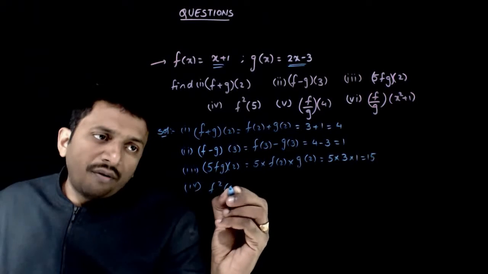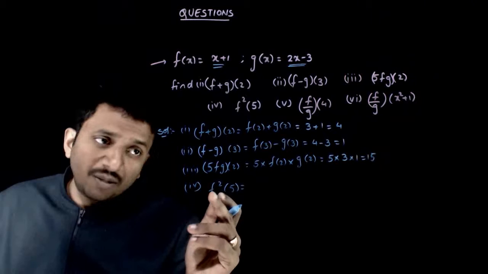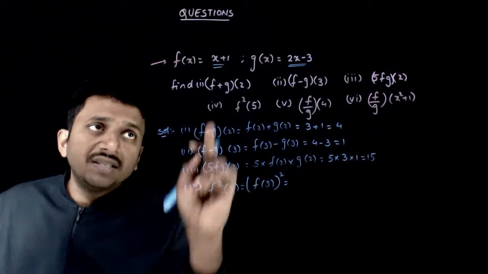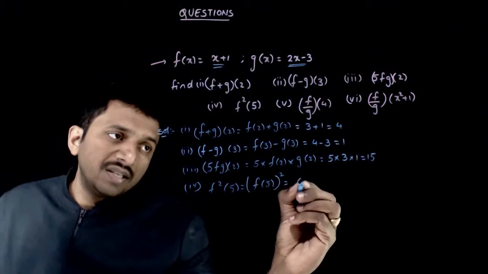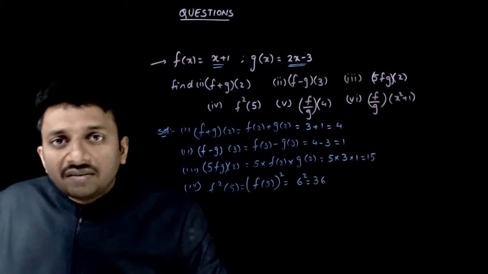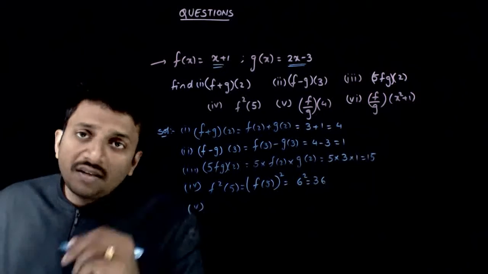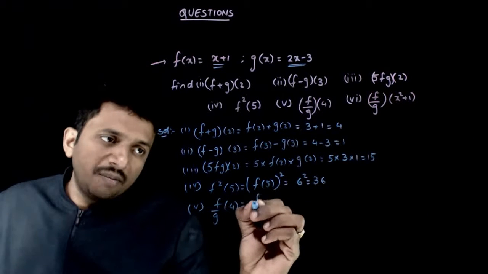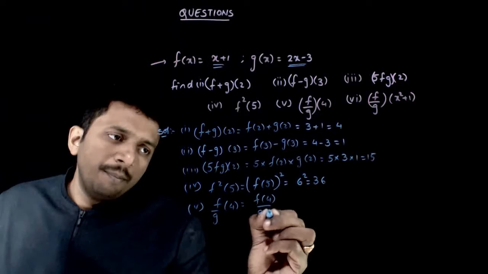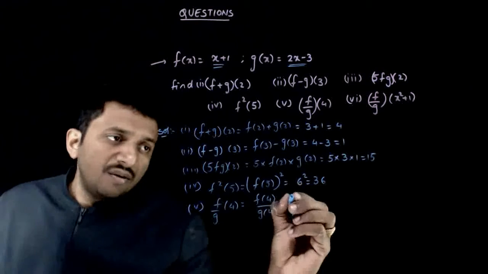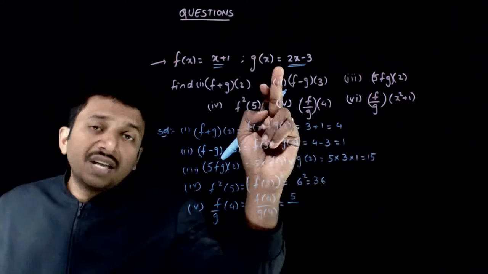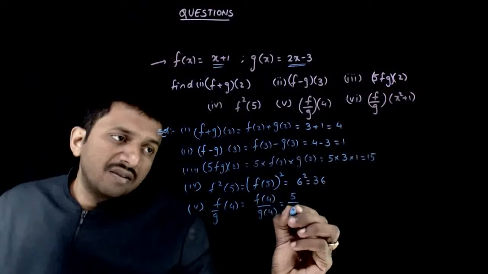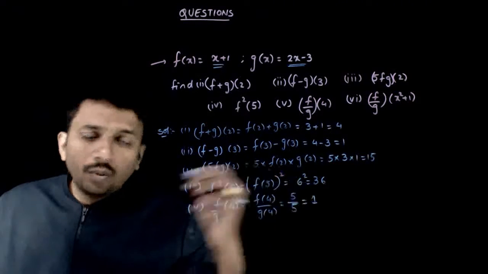f square of 5 is by definition nothing but f of 5 into f of 5, that is f of 5 whole square, that is equal to f of 5 is 5 plus 1, that is 6 square is equal to 36. And the fifth bit is f by g of 4, which is nothing but by definition f of 4 by g of 4, which is 5 divided by g of 4. G of 4 is 2 into 4, 8 minus 3 is 5 again, which is equal to 1.